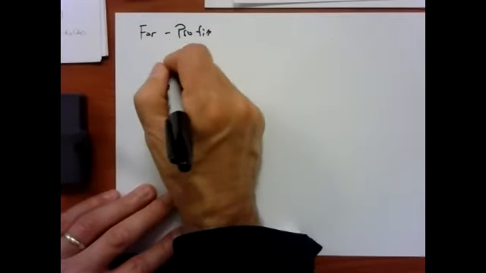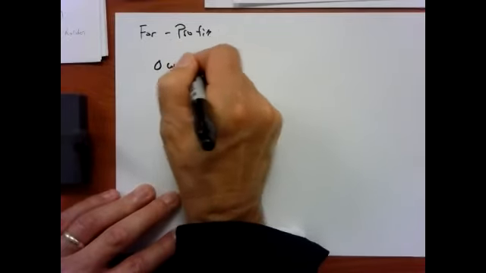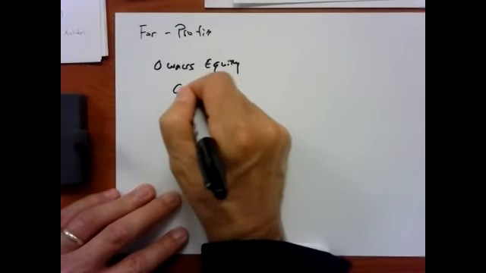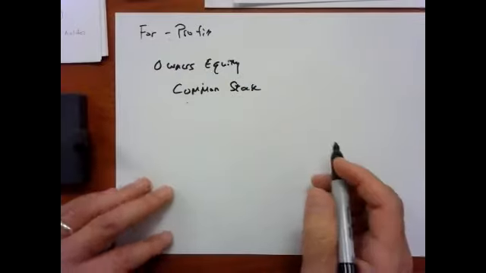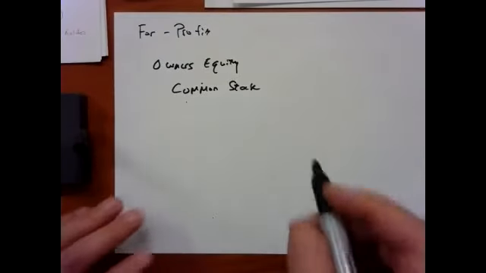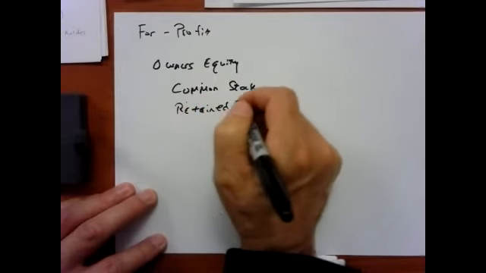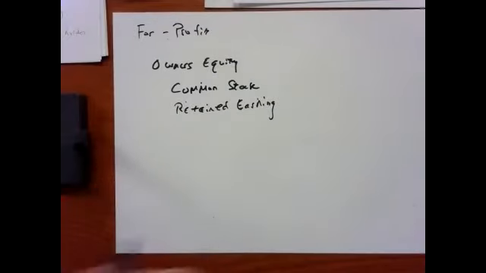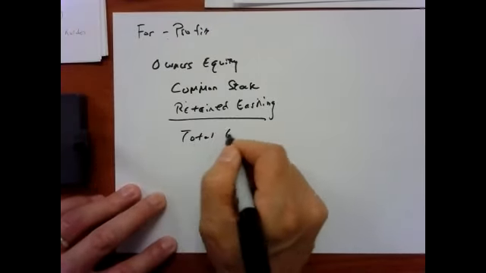Owner's equity is going to be broken down into common stock. This is a basic breakdown. Common stock, and then retained earnings, which we talked about in the changes of owner's equity statement before. Those are going to add together to get total equity.